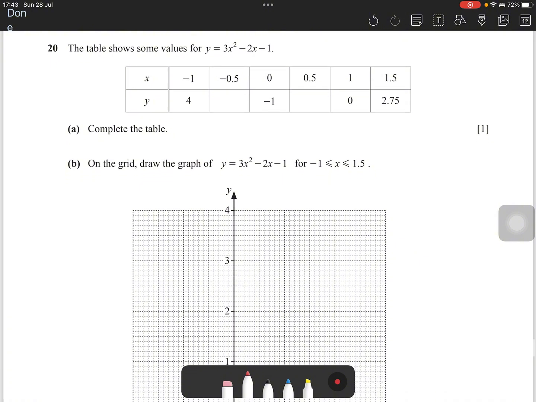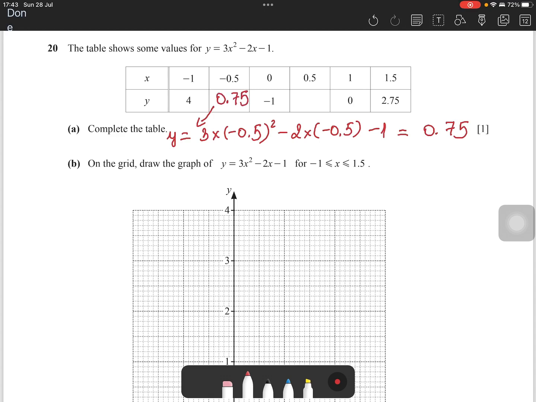Question 20. The table shows some values for y equals 3x squared minus 2x minus 1. A. Complete the table. To do this, we'll substitute x is negative 0.5 into y equals 3x squared minus 2x minus 1. So this is equal to 0.75. So the first value is 0.75.